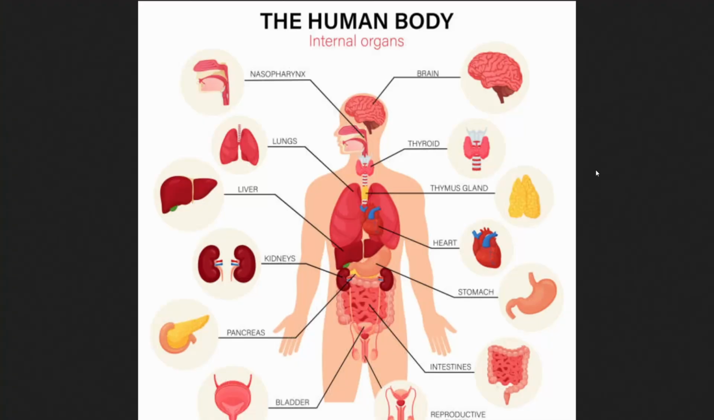This is a simple diagram of many of the organs in your body. Some of them you probably know, like the brain and the lungs. Other ones you might not have heard of, like the thyroid or the nasopharynx. But the real question is, are your organs alive? Let's take a look at the brain, for example.